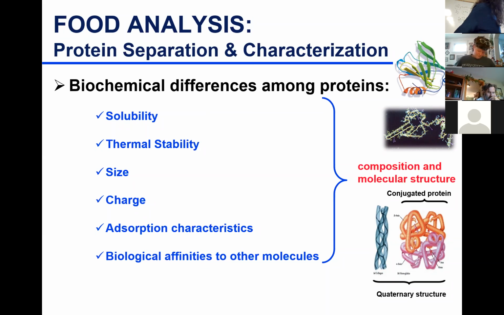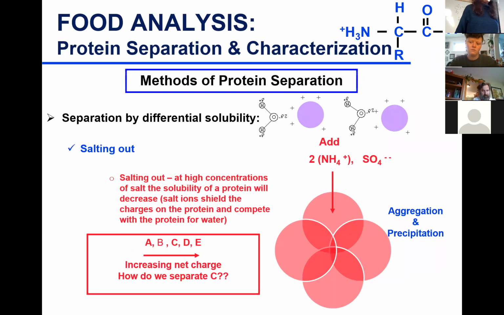So all of these characteristics are dependent on amino acid composition, sequence, and molecular structure. Because proteins are fascinating and complex and they differ in all of these characteristics, we can use any of these characteristics to separate them. And that's what we're going to talk about: how we're going to separate them based on differential solubility, so how they differ in solubility. Salting out is the first one here that I'm going to talk about.